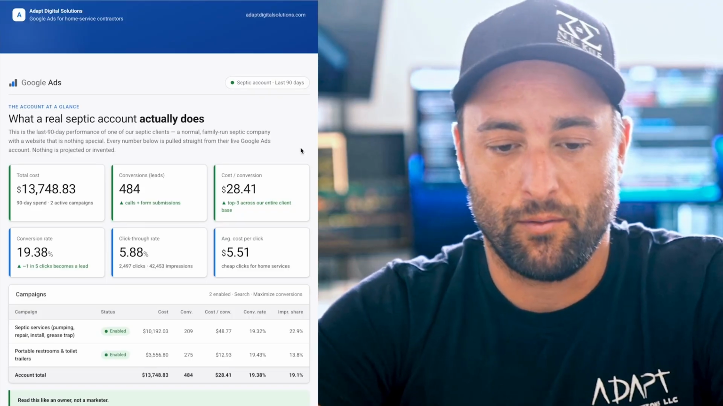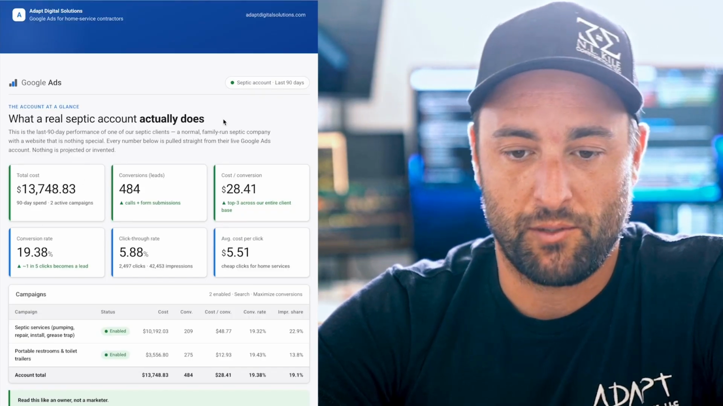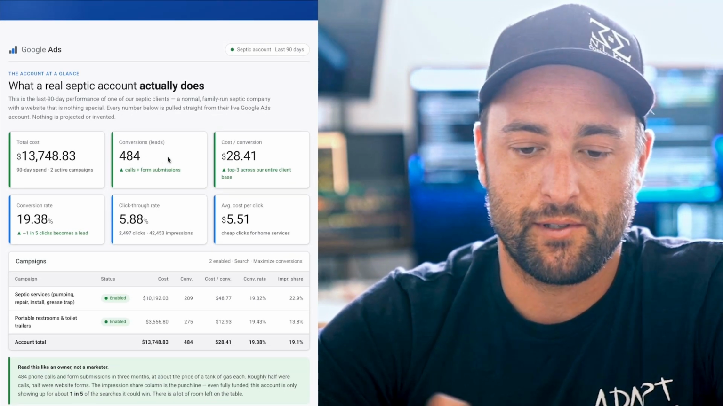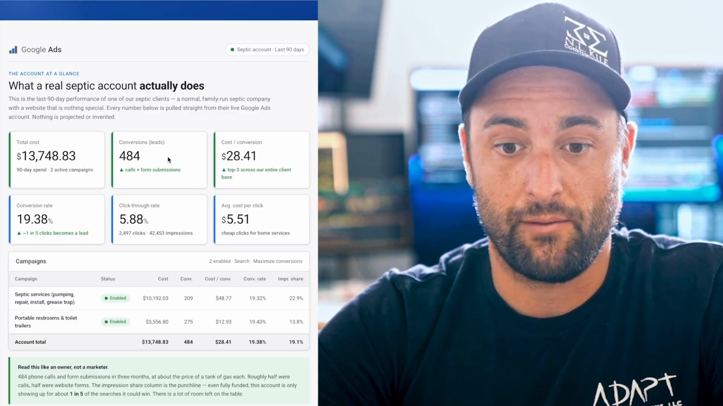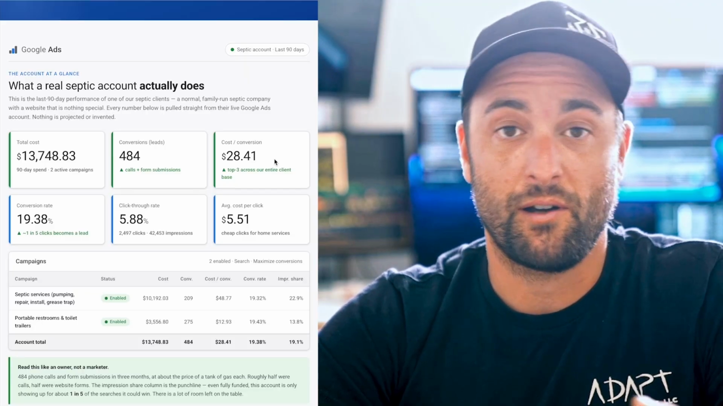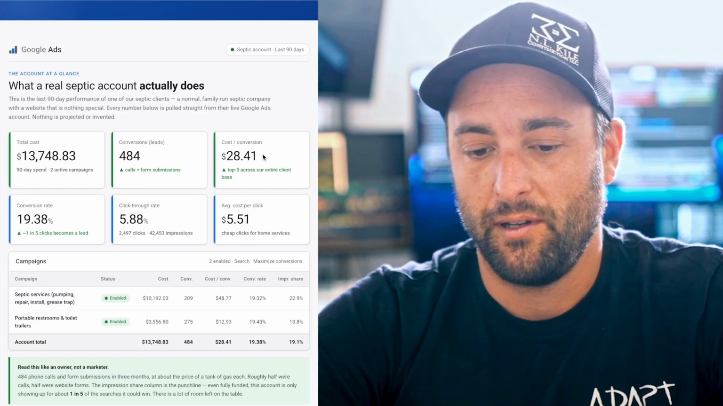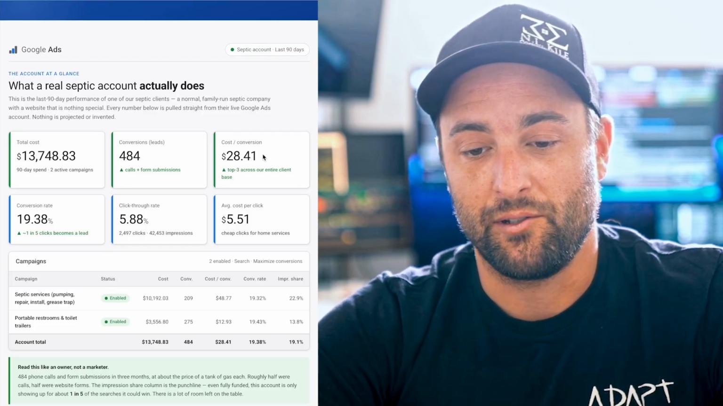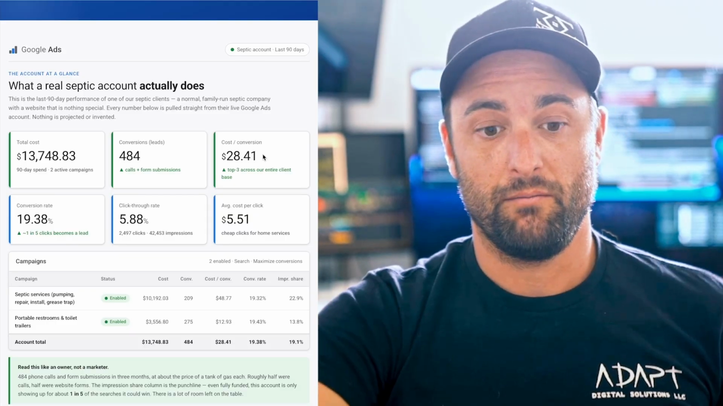So I'm just going to go through each one of these and talk about what it is. So they've spent 14,000-ish. That's pretty easy to understand. 484 conversions. So conversions for this account can be somebody calling from the Google Ads or going to the website and filling out the form. Their cost per conversion, you'll also hear me call it cost per lead. This is how much they're paying per lead. So $28-ish. Let's say it takes them 5 leads to actually close a deal. Then they're spending roughly $130, $140 to get a job.